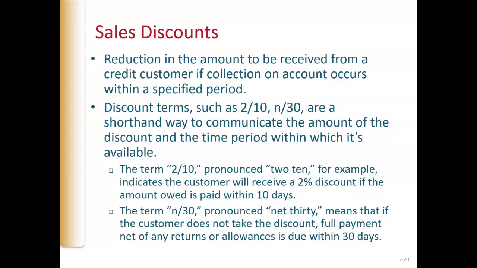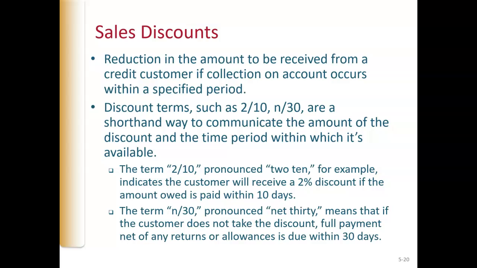Discount terms in a sales discount show 2/10 net 30. What that means is you get a 2% discount if you pay your bill in 10 days. Otherwise, you have to pay the whole amount within 30 days. Does that make sense? It's the shorthand way of spelling it out. It's a way to communicate the amount of the discount and the time period in which it's available.